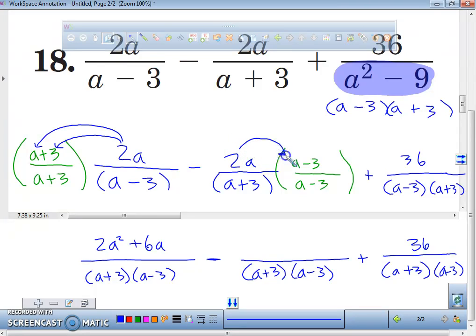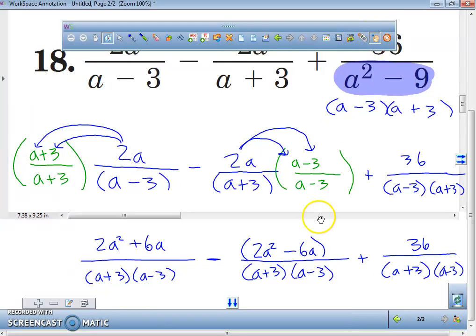Now we have to multiply the 2A times the A and 2A times the negative 3. What's 2A times an A? That's 2A squared. And what's 2A times negative 3? Negative 6A. Now, if you guys would please put this in parentheses, okay? Because I did not multiply the negative that time. I didn't multiply the negative. I just multiplied the 2A times both of those monomials together.